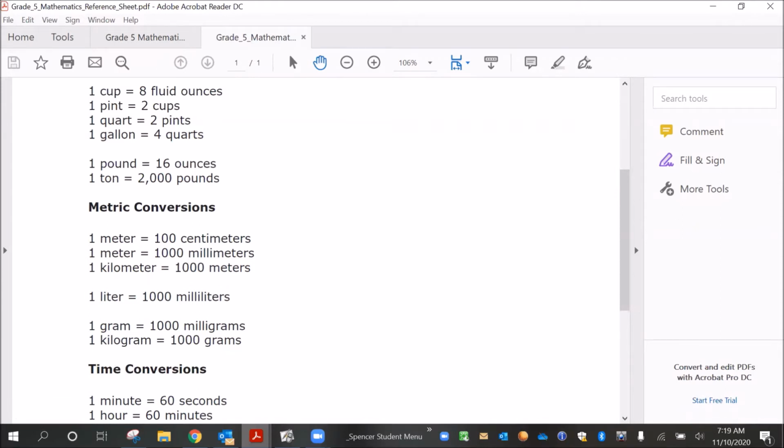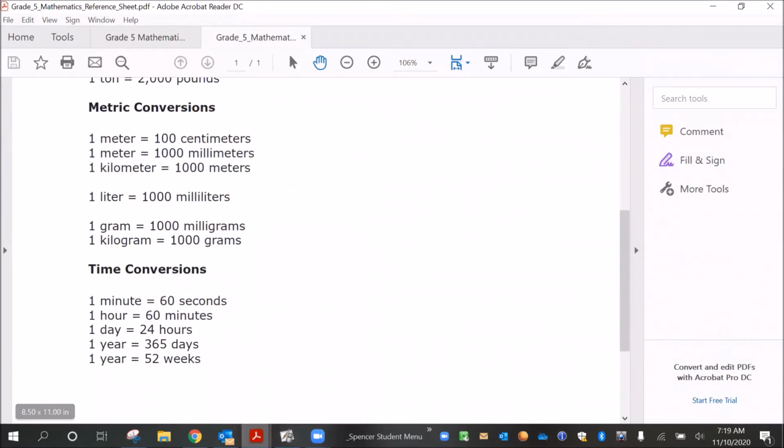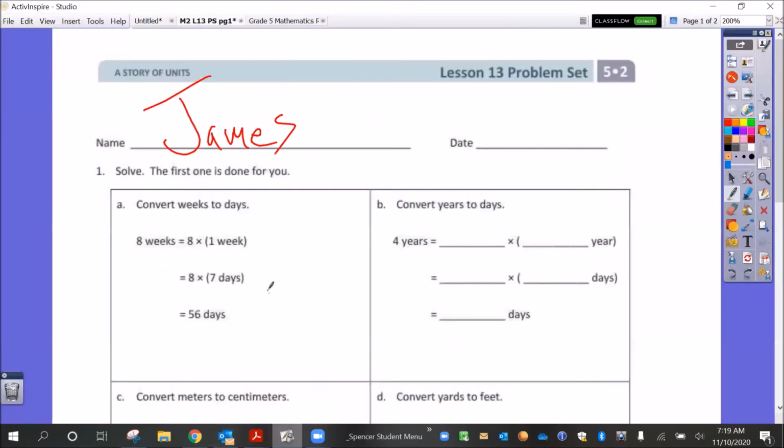So we could come over here to our conversion chart and check. Well, this one doesn't have how many days are in a week. But we know that it's 7 days in a week. So it's 8 times 1 week, which is 8 times really. We convert the unit to 7 days on this step, and then we finish solving it.